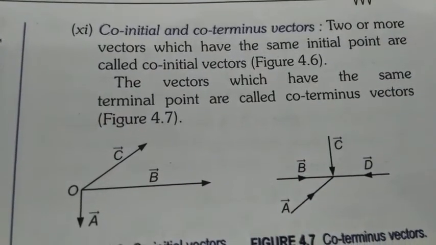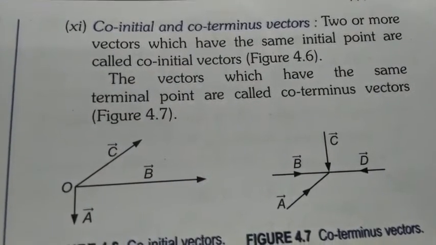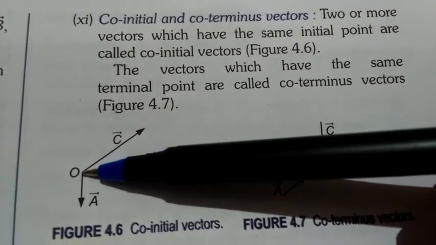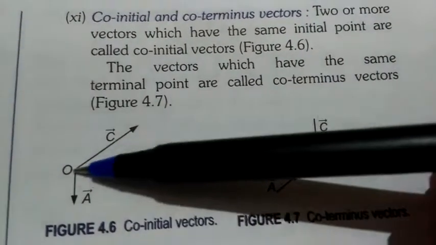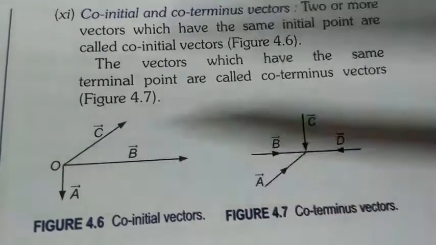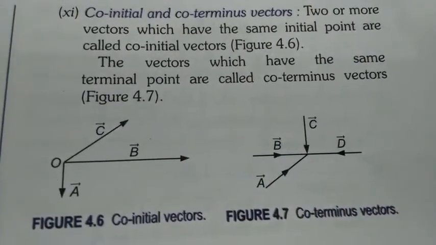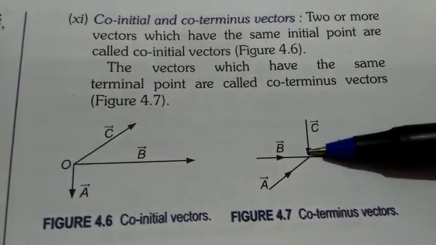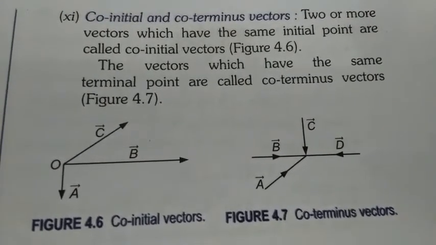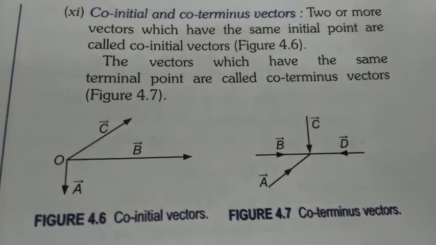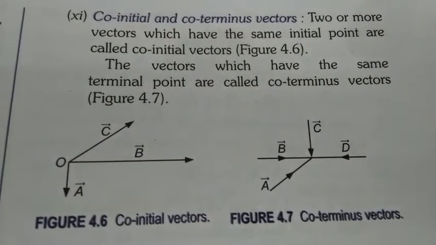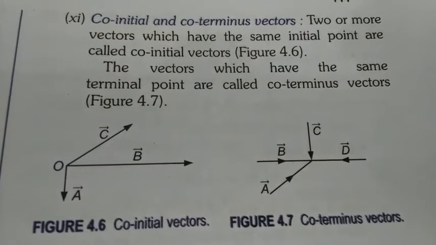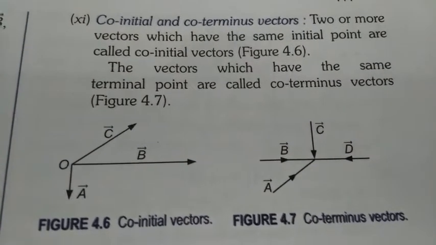Then we have co-initial and co-terminus vectors. The vectors which have the same origin, here you can see their initial points are the same, vector A, vector B and vector C, are called co-initial vectors. And here you can see vectors A, B, C, D. Their initial points are not the same but their ending points are the same. They are coming at one particular point. So their terminals are at the same point, and that's why they are called coterminous vectors.